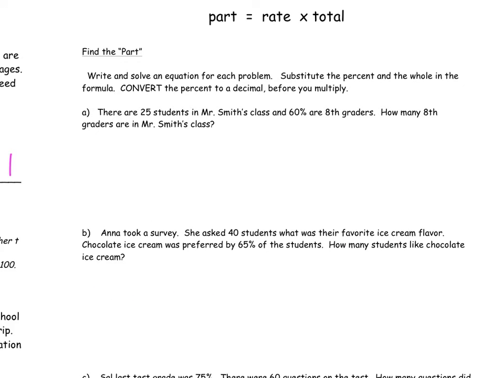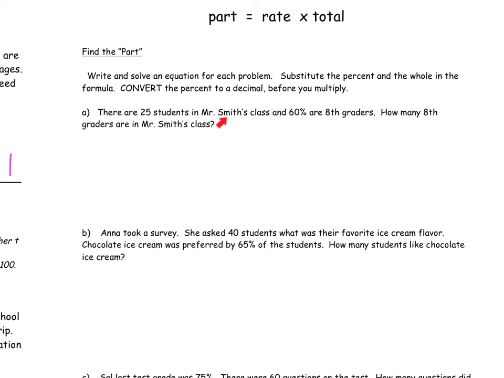So we're going to focus today on just finding the part. We're going to write and solve an equation for each problem. We're going to substitute the percent and the whole, or the total, into the formula. And then we're going to convert the percent to a decimal before multiplying. So we're going to do A together. I'm going to ask you to try B on your own and C on your own, and then you can look back and see if you agree and make corrections as needed.